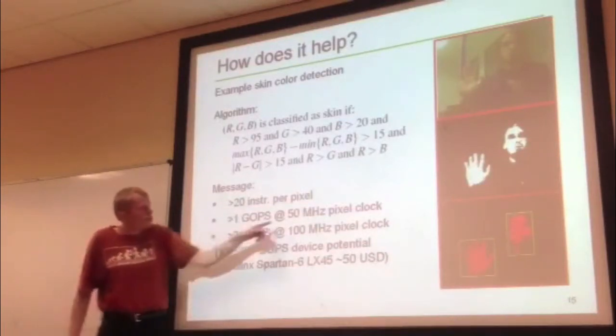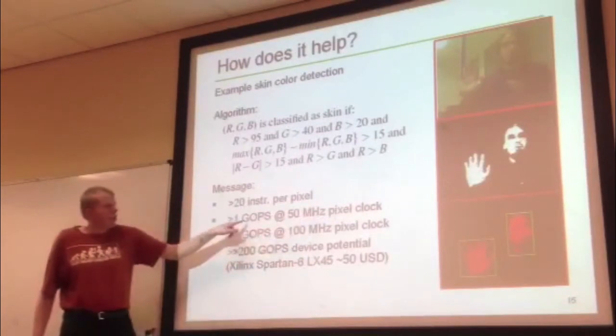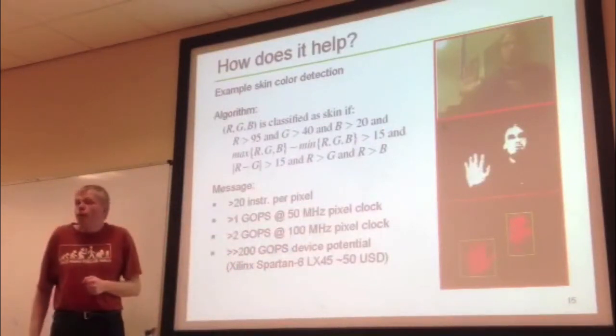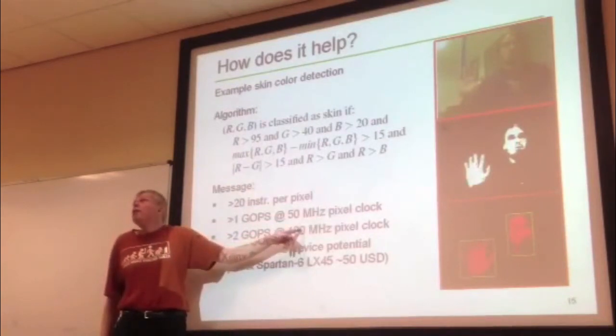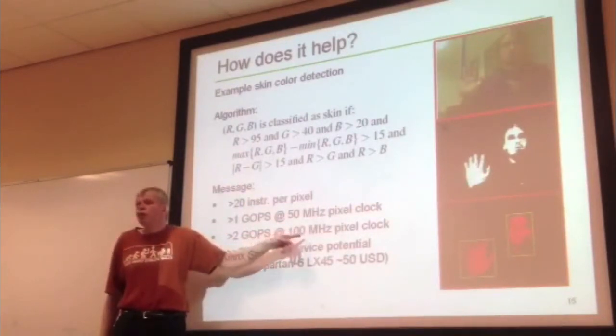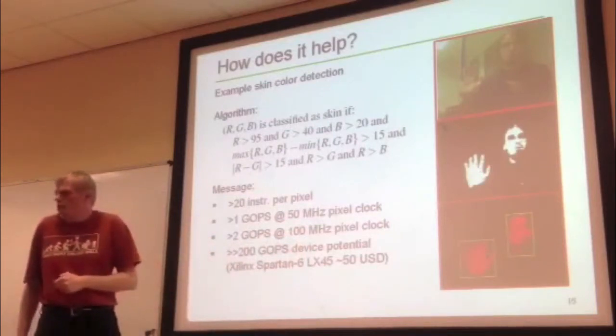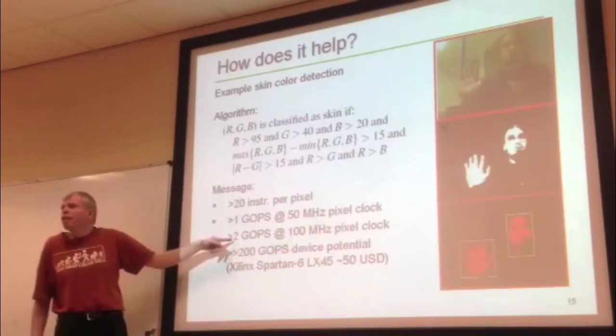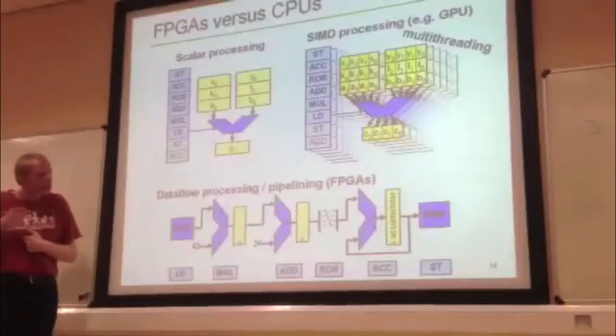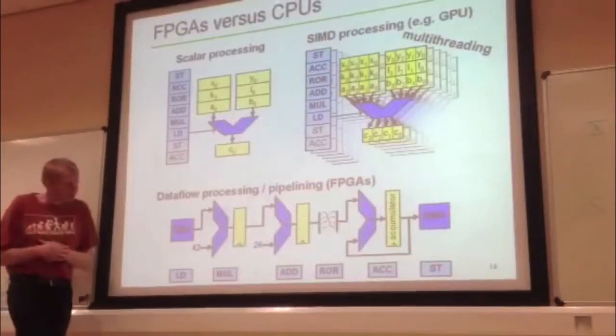So if we consider a pixel clock of 50 megahertz, this gives you 1 giga operations per second. Or if you have a 100 megahertz pixel clock, this is still a little bit less than HD resolution. HD resolution is 140 megahertz. So we are talking in the range of 2-3 giga operations per second that you need for an HD video stream.